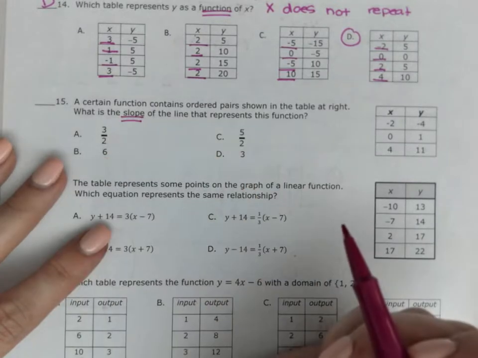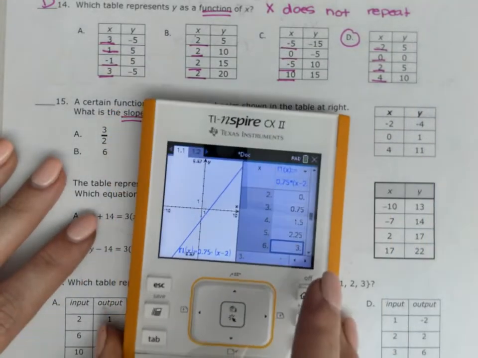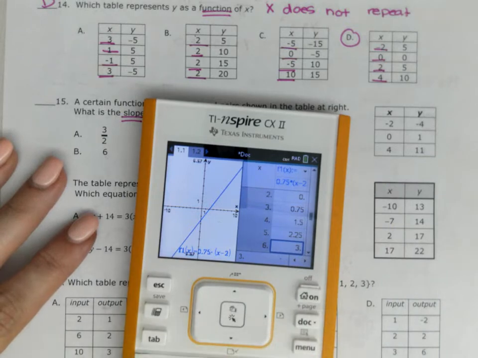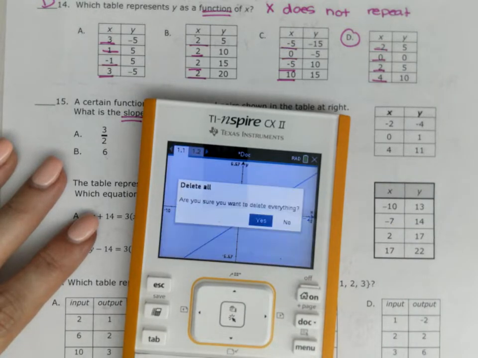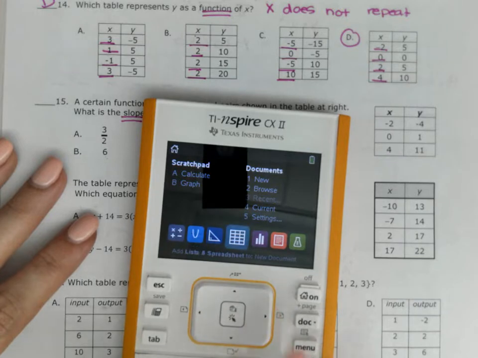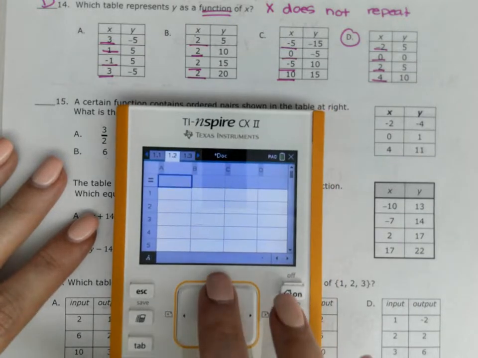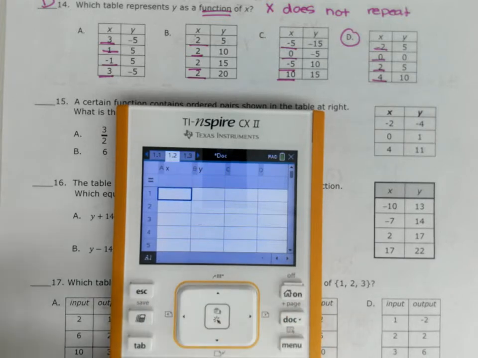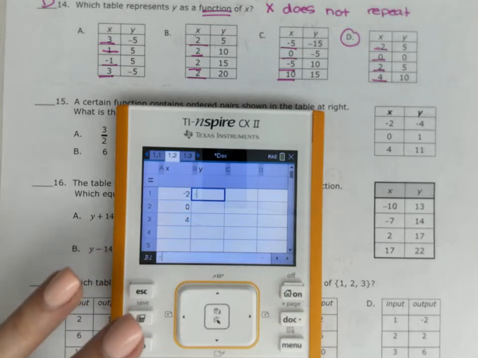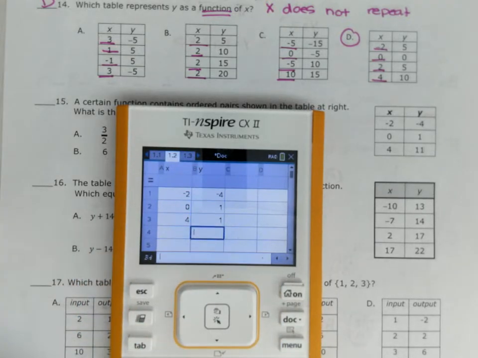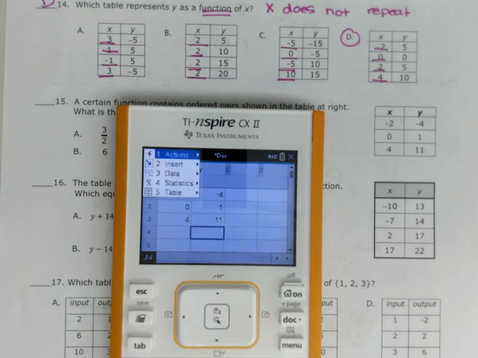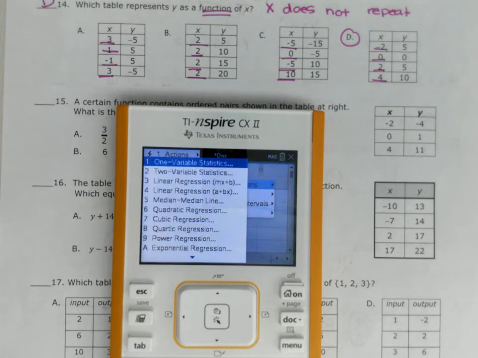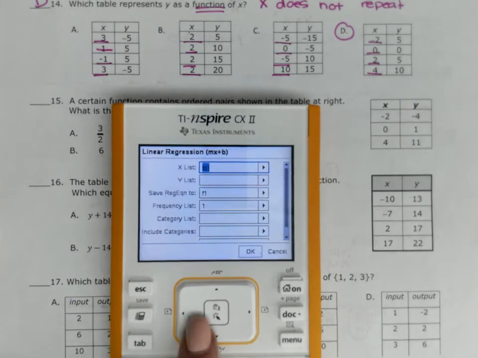What is the slope? Anytime it's asking me for slope, I can put it in my table. So Control T, I'm going to delete these. So I go home, I go to my table, label the top as x, the top as y, and I type in negative 2, 0, 4, negative 4, 1, 11. That's not an 11. Menu, 4, 1, and then 3, because this is linear. It's asking for slope.